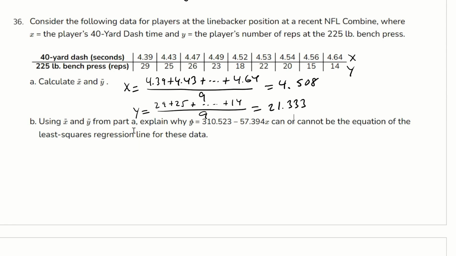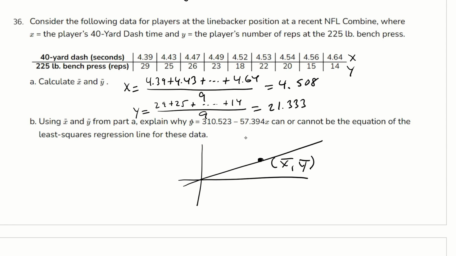Using X bar and Y bar from part A, explain why this equation can or cannot be the equation of the least squares regression line for this data. Now, it must be noted that for any least squares regression line, the point x bar, y bar has to be on that line. It can't be above it, below it, or anything like that. So if x bar and y bar is not on the line, it cannot be the least squares regression line. Okay, that's key here. So does the model they give contain that?